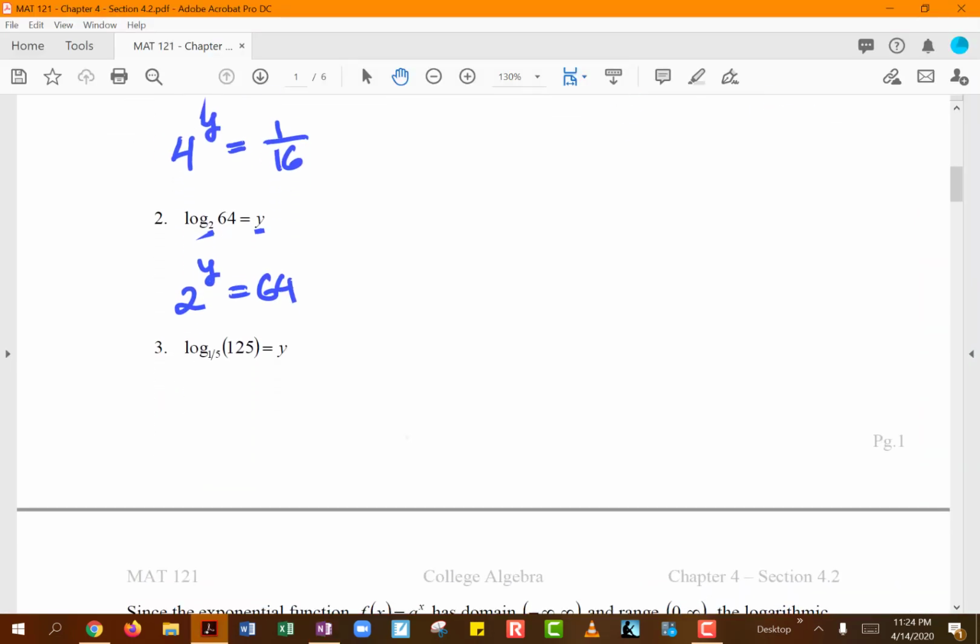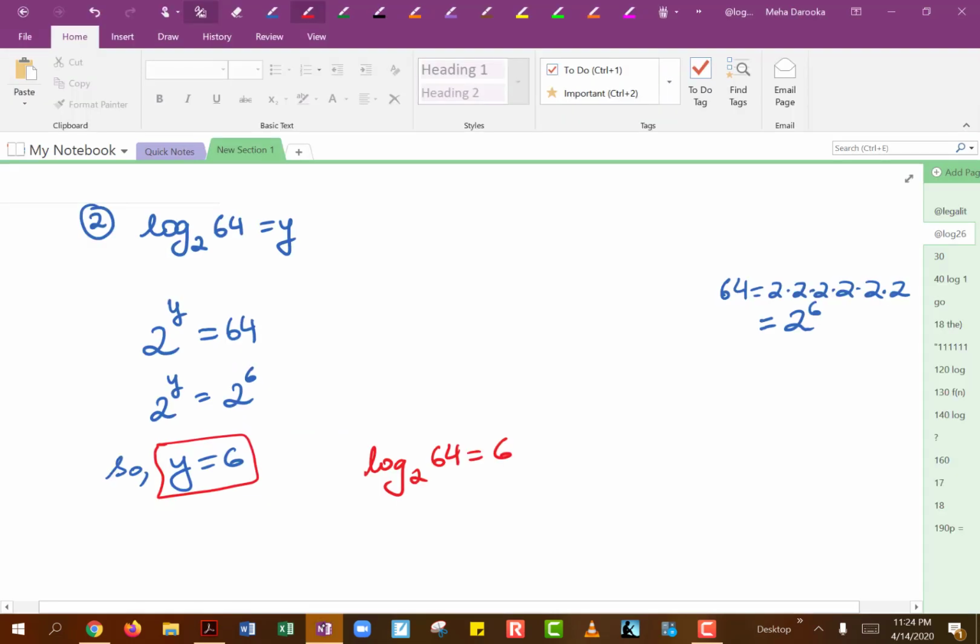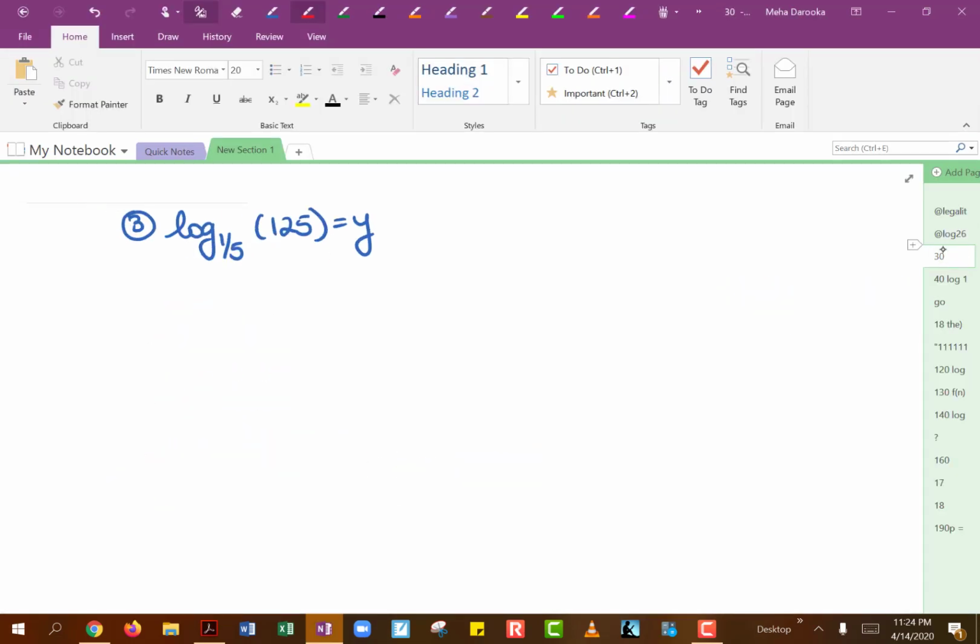Now let's look at number 3 over here. We are given log of 125 with 1/5 as our base, and that equals y. So again, we take our base 1/5. We're going to raise it to y as our exponent, and this will equal 125. Okay, so let's go ahead and see how we can solve this guy. So number 3 over here, we've got 1/5 raised to the value of y equals 125.